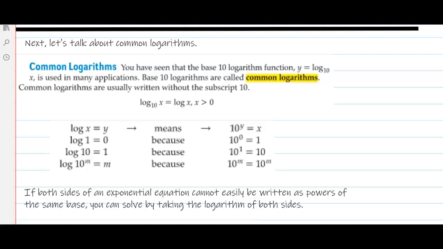If we do not have a number here as the base of the log, it is implied to be 10. And that's why we call it the common logarithm.